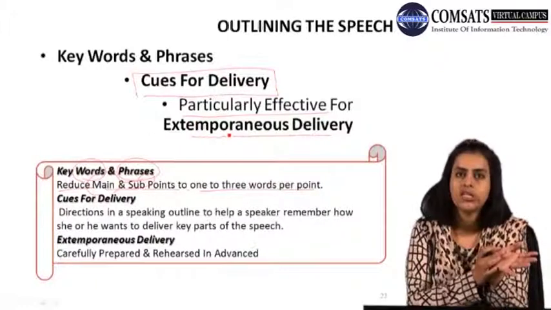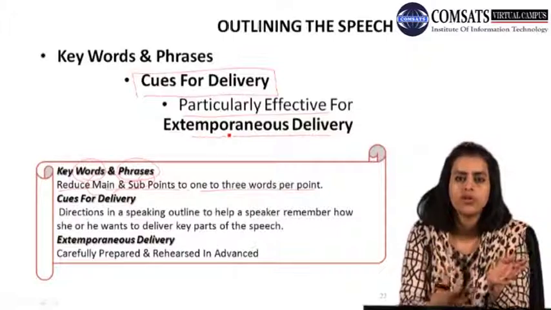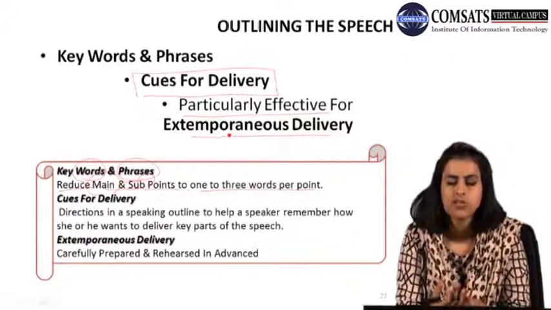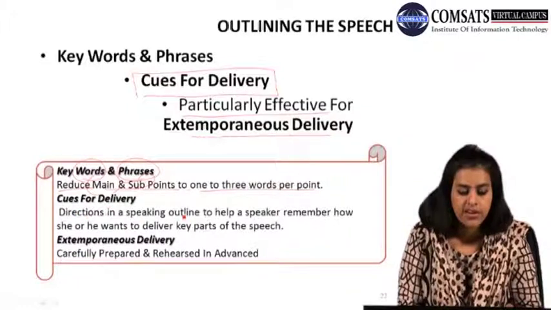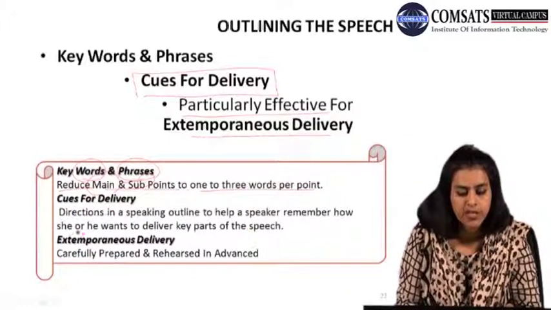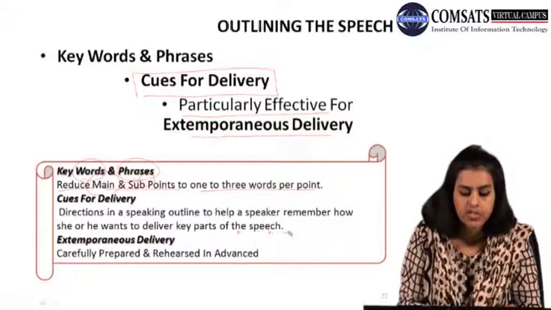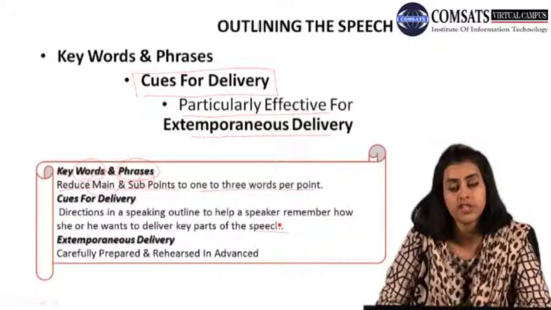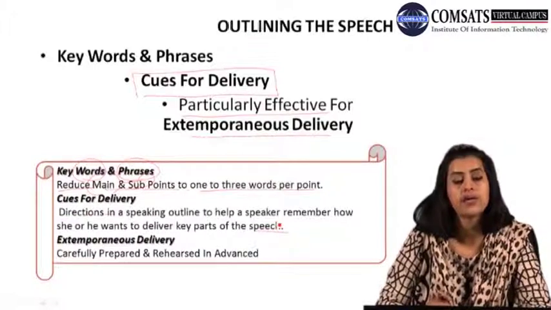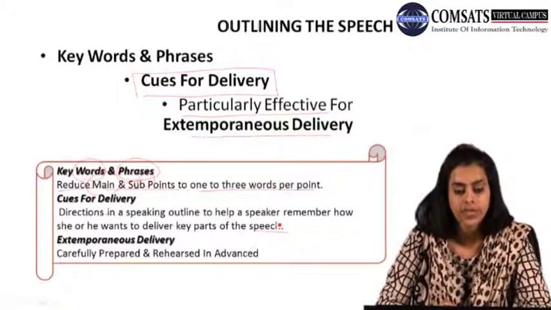So you have one word written there and you are supposed to elaborate that word in front of the audiences. So this will automatically become your extempore speech. Direction in a speaking outline helps a speaker remember how he or she wants to deliver the key parts of the speech. As I've already elaborated, those words and phrases would help the reader elaborate his ideas in front of your audiences.